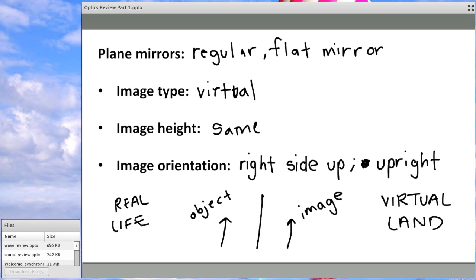For this optics module, you're going to do a lot of describing the image. What type is it? What height? What orientation? Is it upside down? Is it right side up? Is it bigger? Is it smaller? Is it virtual? Is it real? A lot of the questions are going to ask you to make those kinds of descriptions for your answers.